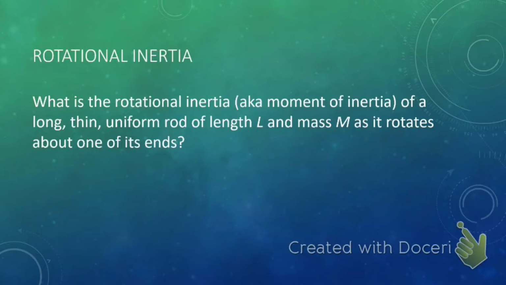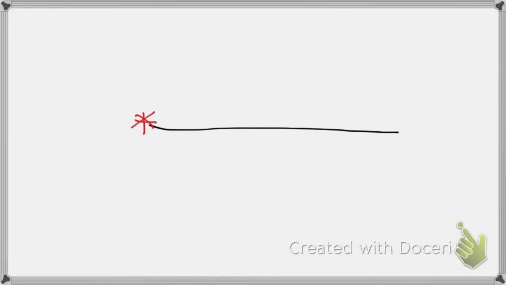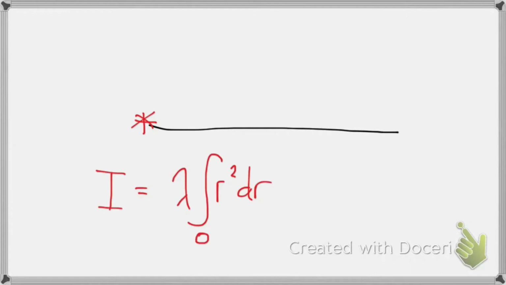So we got a similar question here, except now it's rotating about its end instead of its center of mass. There are a few ways you could tackle this one. You could just set up the problem the exact same way again, except this time you're integrating from 0 to L, rather than from negative L over 2 to L over 2.